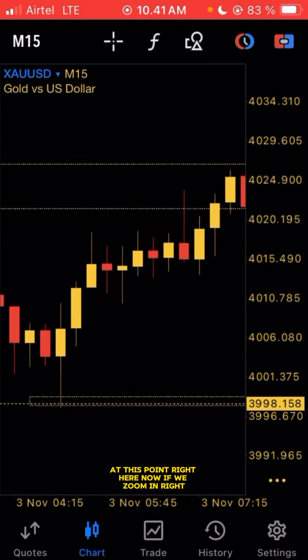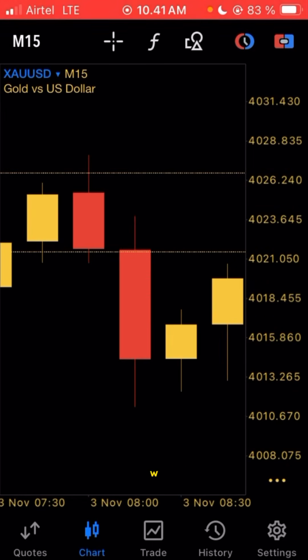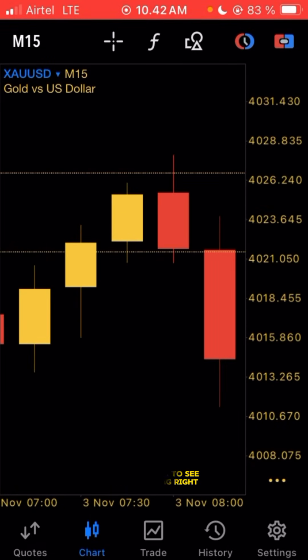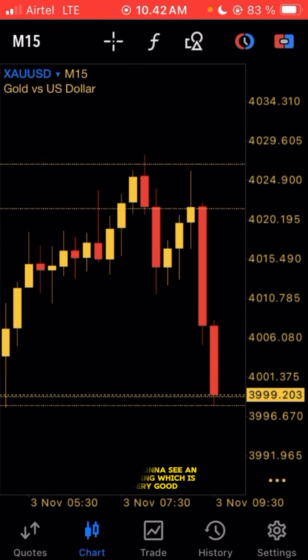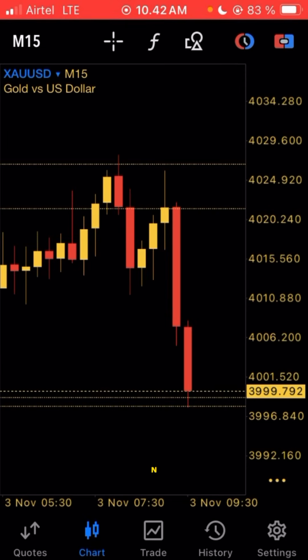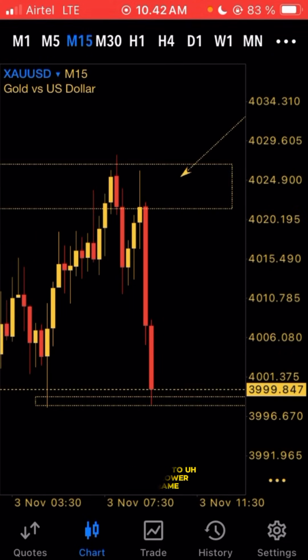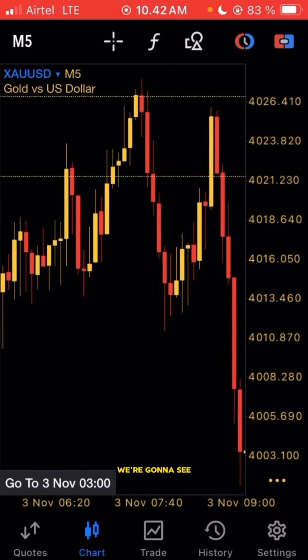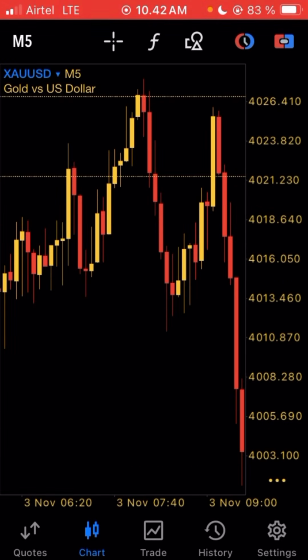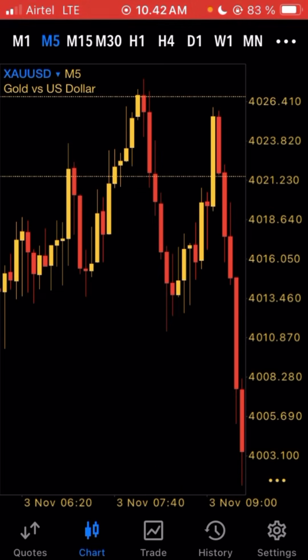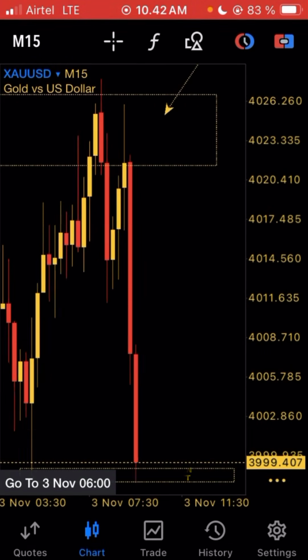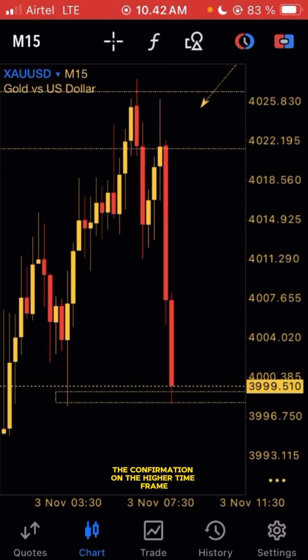Now if we zoom in, we are going to see an engulfing, which is very good. Now if we go to a lower time frame, we are going to see a double engulfing. That is why I said if you are scalping, it all depends on you. If you don't see the confirmation on the higher time frame, you go to a lower time frame. Mostly you do this when you are trying to enter.